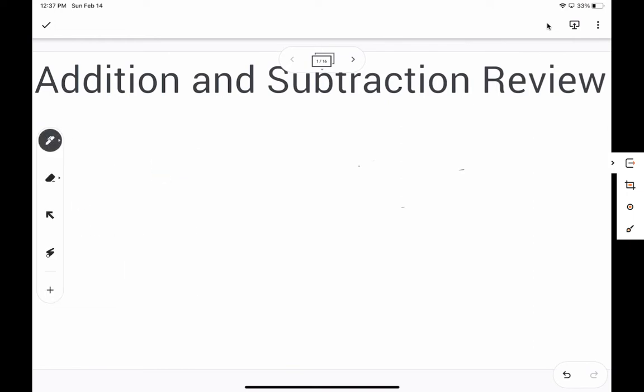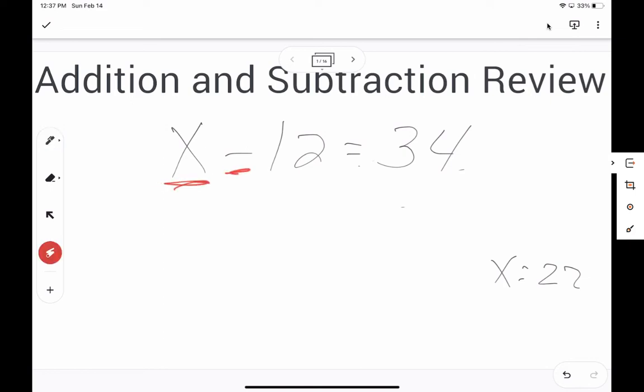So if I had X minus 12 equals 34. Now, your brain instantly may go, okay, 34 minus 12, that's going to be X equals 22. But that's not what we're asking you to do. We're saying some number minus 12 is going to give me 34. And if I plugged in 22 here and did 22 minus 12, that's 10. That doesn't check out. So that's not right.